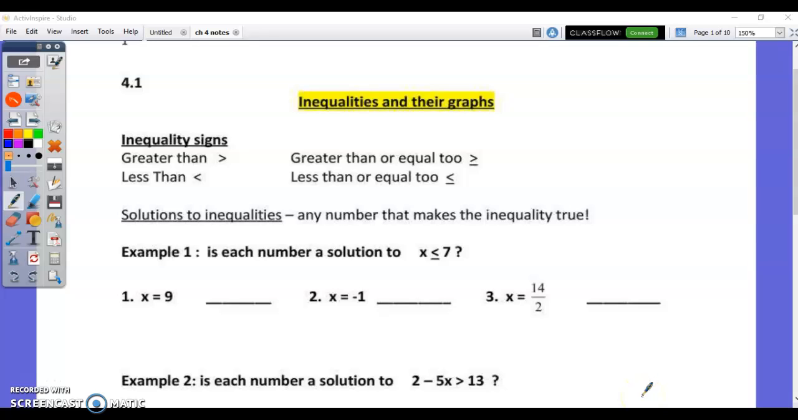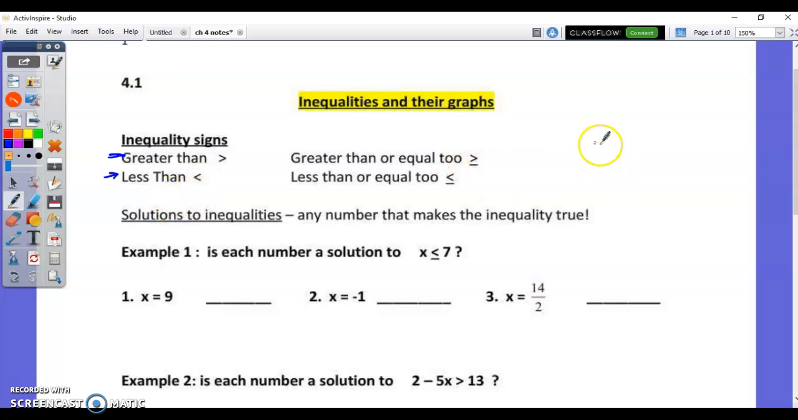Okay, so today we're still going to continue with inequalities and their graphs. Please don't be confused about these greater than, less than signs, or which way it's facing. Remember, these are read from left to right. So if it's from left to right and you see this, it would be less than.